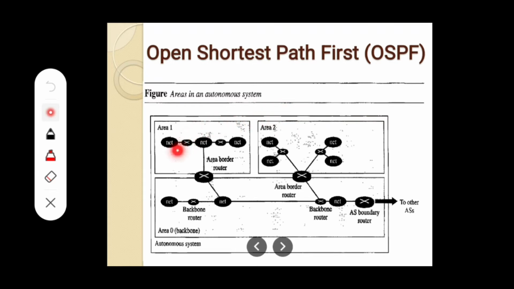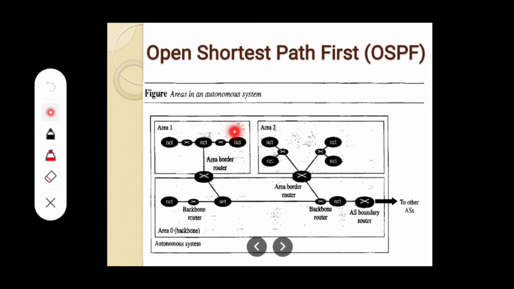This is an autonomous system, a full autonomous system. This autonomous system is being divided into different areas. This is one area, this is another area. The main task of OSPF is that it divides an autonomous system into different areas. This is a single autonomous system, so don't confuse it with multiple autonomous systems. It is being divided into different areas. This is area 1 and this is area 2.